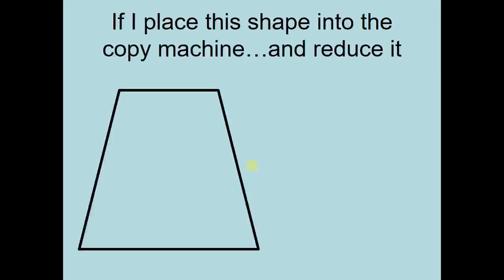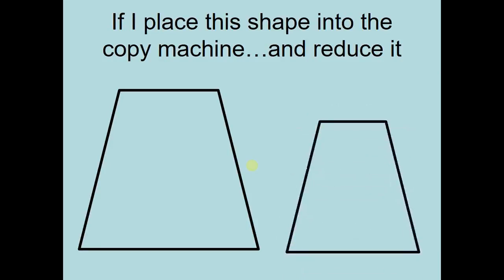So if I place this shape into the copy machine and reduce it, it's going to be the same shape, but it's going to look smaller. That is what's known as a similar shape. If you want to think of similarity, it's kind of like two people who look very alike, but they're not exactly alike. Not twins, but two that look very alike.